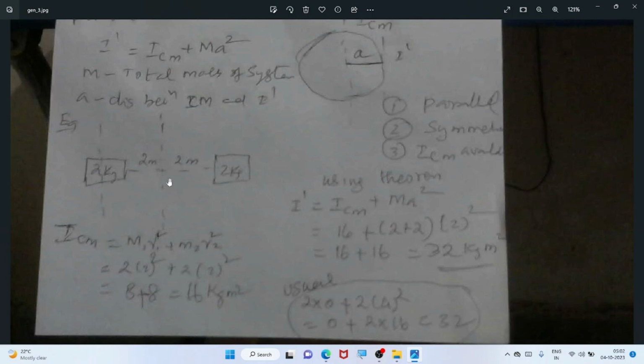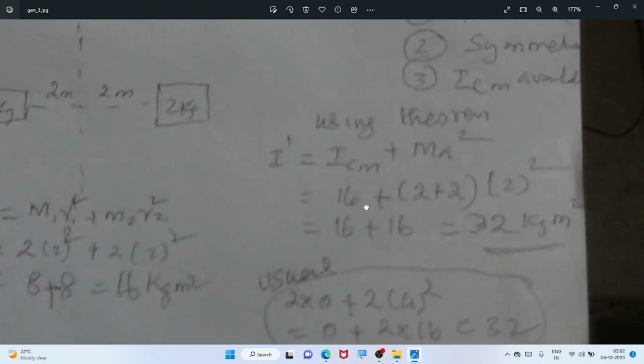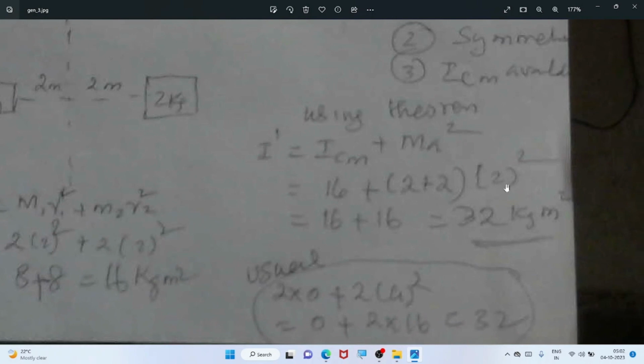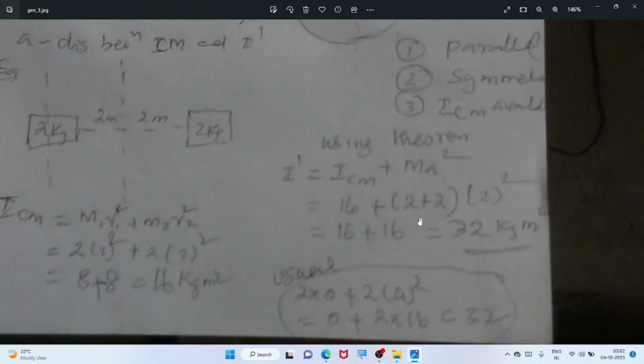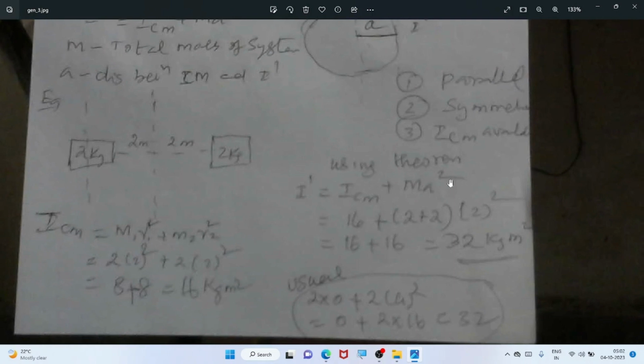Your total mass is 2 plus 2, 4, and the distance is 2, so this is 32. From here to here the moment of inertia is 32. This is using the parallel axis theorem. You can also find it using the normal method. For this axis, for this mass the distance is 0 and for this mass the distance is 4, from the formula mr square.